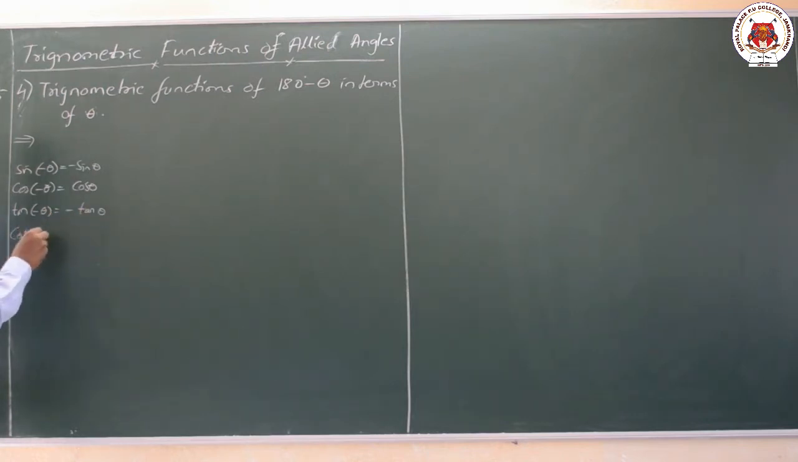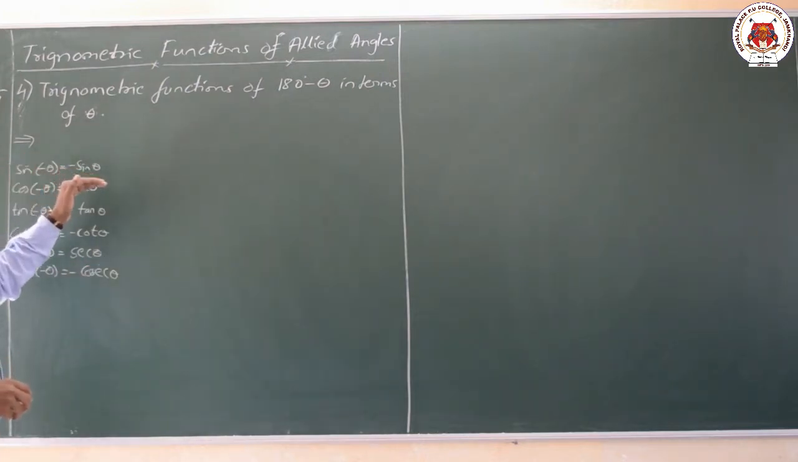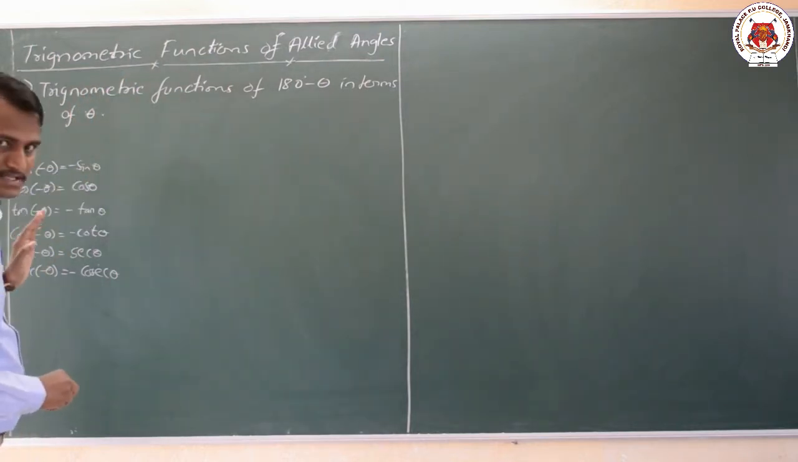Then we had learnt that cot of minus theta is minus cot theta. Then secant of minus theta is positive, that is secant theta. Then cosecant of minus theta, the value will be minus cosecant theta. Okay, that is the trigonometric functions of minus theta in terms of theta that we had learnt. This is the one thing.